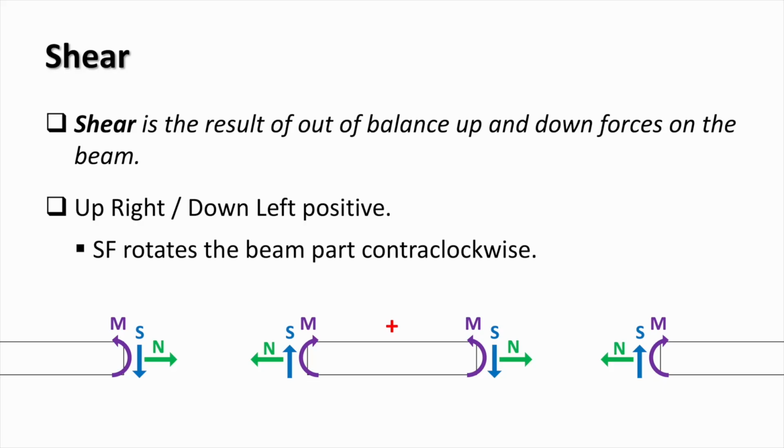Shear force results from unbalanced vertical forces acting across a beam section. Physically, shear represents the tendency of one portion of the beam to slide vertically relative to the other portion. Our sign convention defines positive shear as a force that causes the left part of the beam to rotate clockwise. Understanding this convention is essential because it determines the direction of the shear force diagram.